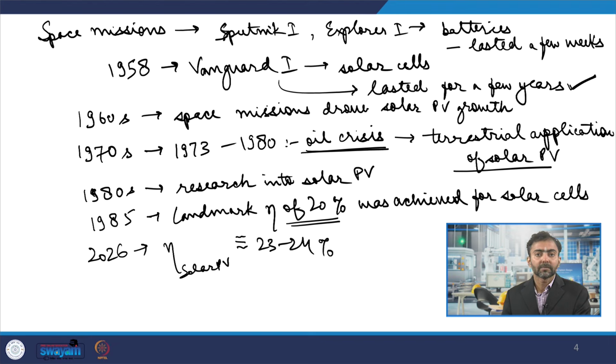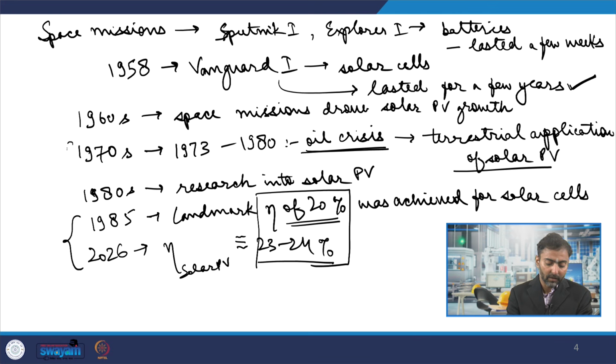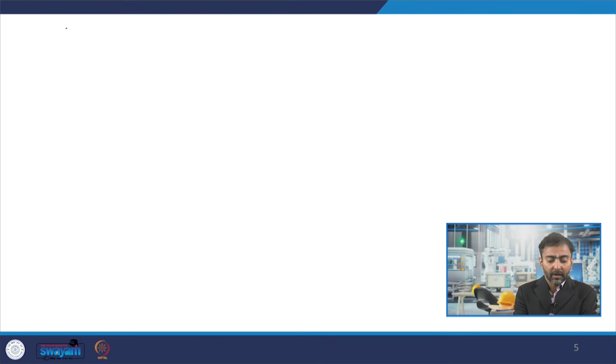So that might spark a question in your mind: with more than 4 decades of research and development of solar PV, how is it possible that the efficiency has only improved by a very small notch, from 20 to 23% or 24%? It seems very counterintuitive. If with 1 or 1.5 decades of research we were able to achieve 20%, why is it still 24%? To answer that, I will take you to one very important concept, what we call TRL, technology readiness levels.